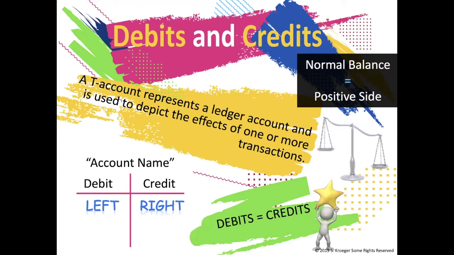But as an example, assets have a normal balance of a debit. This means that the positive side is the debit side. Assets will increase as a debit, decrease as a credit.